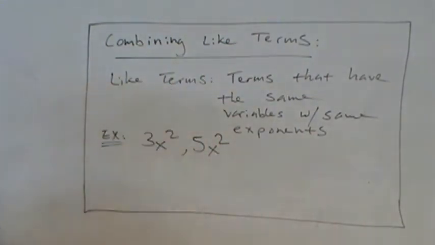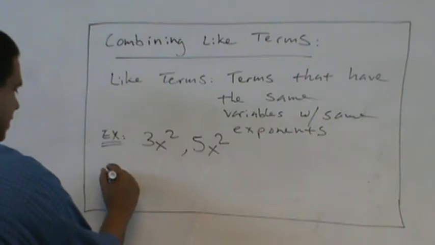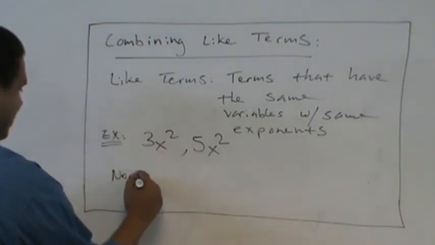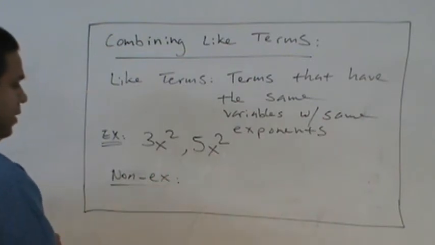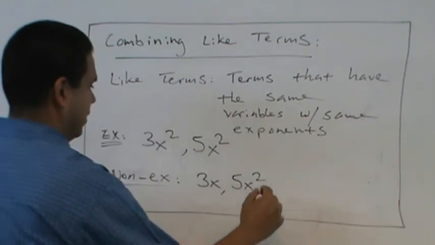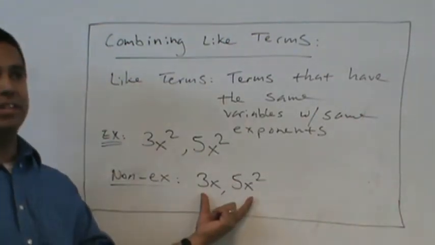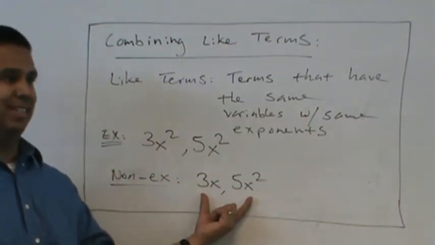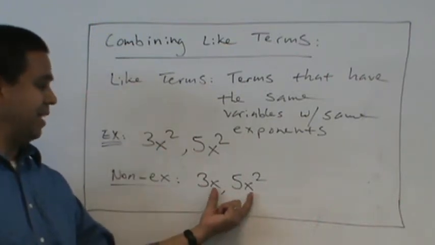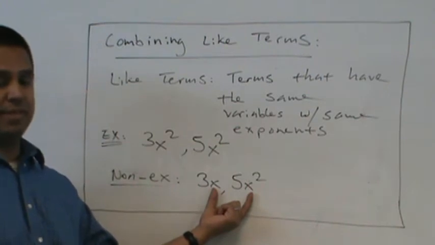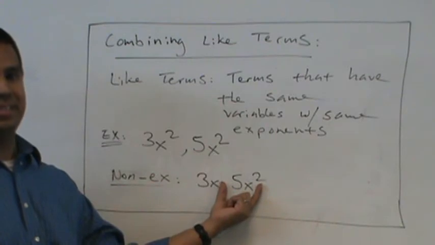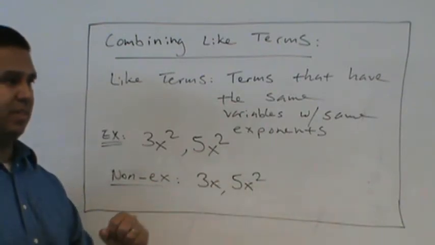Okay, so what would be some non-examples? 3x and 5x squared. Are these like terms? No. Why not? Because they don't have the same exponents. They have the same variable, right? They both have an x, but they don't have the same exponent. So these are not like terms, okay?